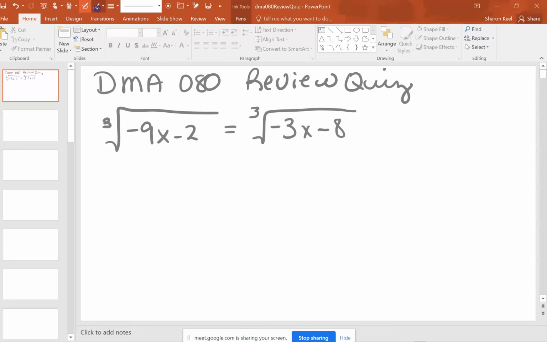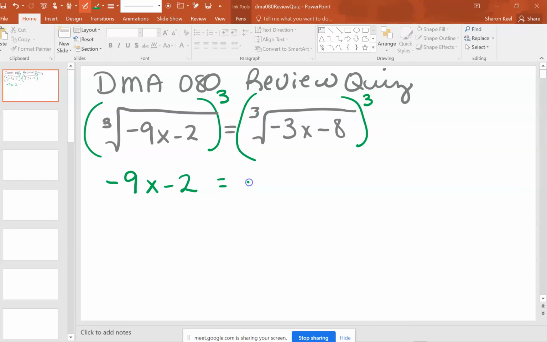Now, the concept that we're looking at here is, in order to remove this index of 3 for a cube root, all we have to do is take the entire unit that we have, and if we have an index of 3, we raise it to the third power. Automatically the negative 9x minus 2 comes out and there's no more radical. What we do to one side, we have to do to the other. So if we take the cube root of the right side, then what comes out is negative 3x minus 8. So it's really that simple.